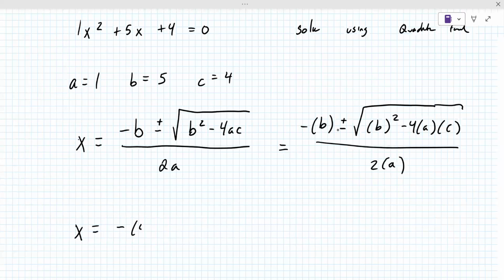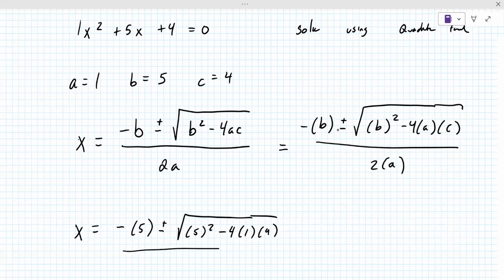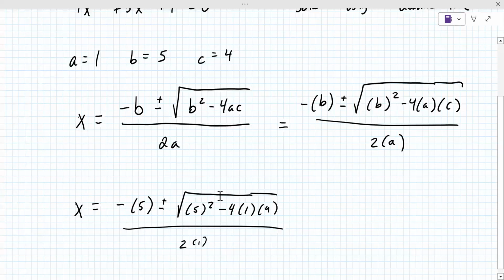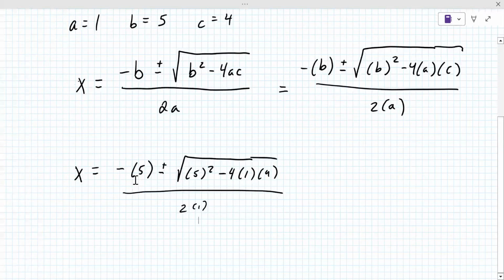So minus parentheses 5 plus or minus the square root of 5 squared minus 4 times 1 times 4, all over 2 times 1. So all I did was take the values of a, b, and c and put them into this formula. Have you seen that before? Oh yeah, I think so.